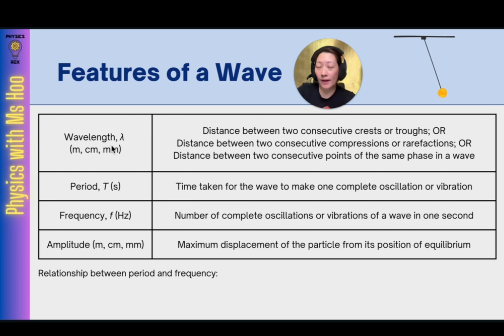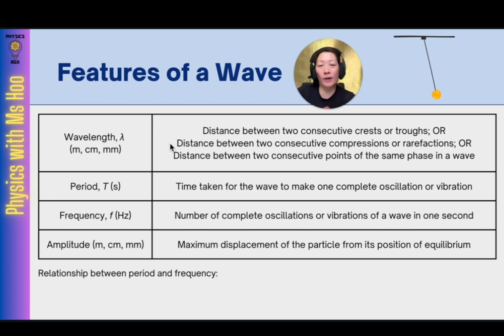Starting off with wavelength. Wavelength is normally represented by the symbol lambda, which is taken from the Greek alphabet. So that's why it doesn't look like any of the letters that you are familiar with. In brackets are the different units which we can use to measure wavelength. Because wavelength is a length, we can measure wavelength in meters, centimeters, or millimeters.